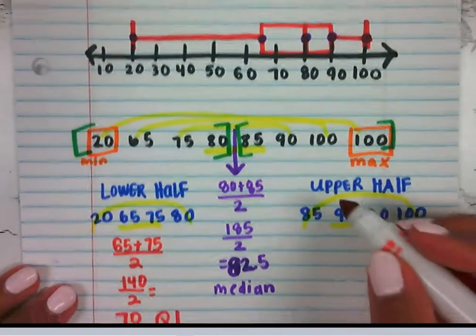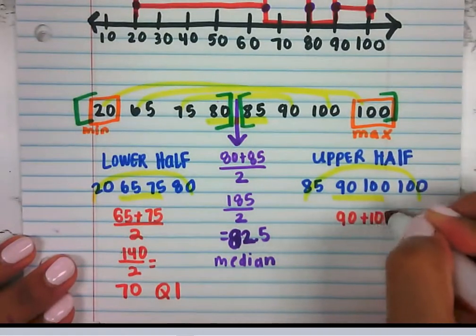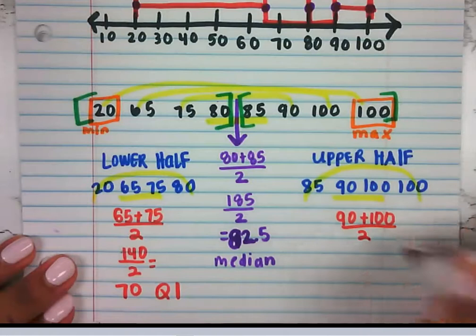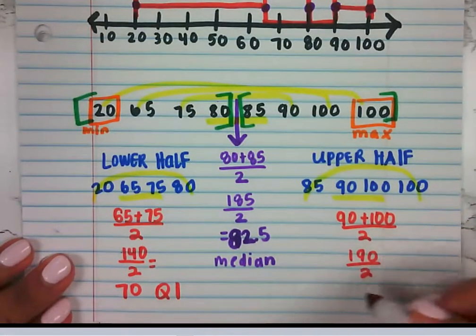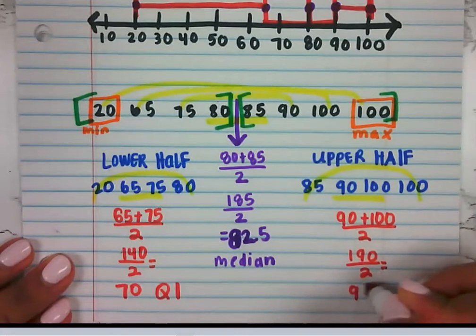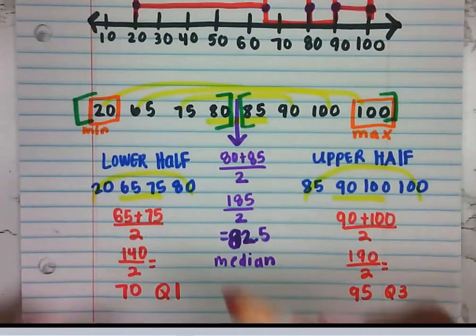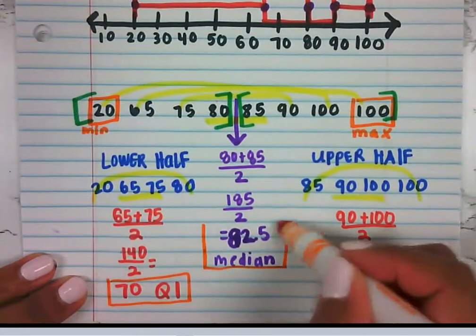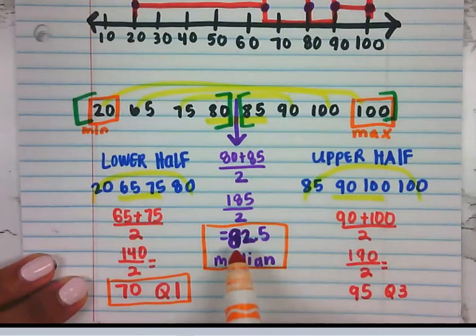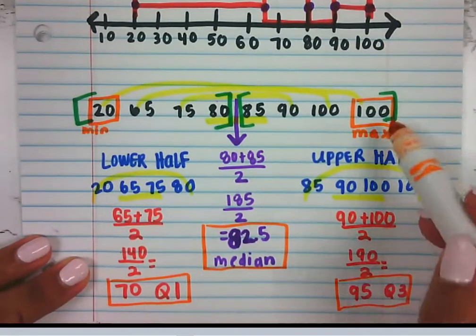Now let's come over here. 90 plus 100 divided by 2. 90 plus 100 is 190. 190 divided by 2 leaves me with 95, quartile 3. So now we have all the numbers we need. We have our minimum, our quartile 1, our median. We got some slip ups. Make sure you remember that it says 82.5, our quartile 3, and our maximum.